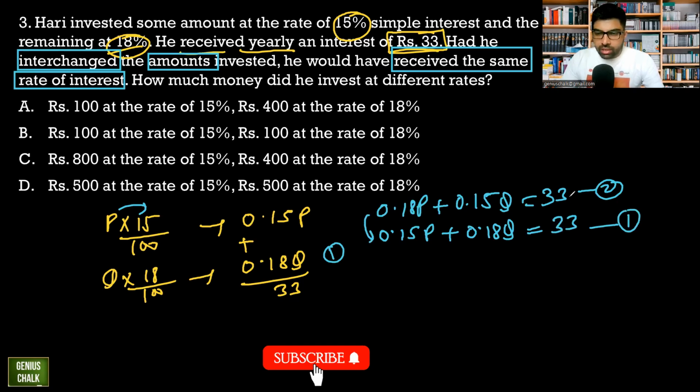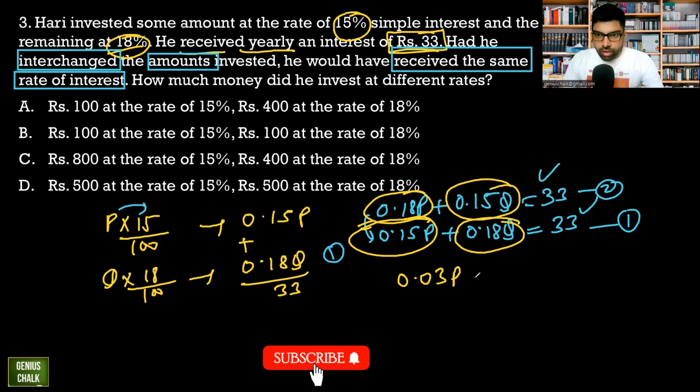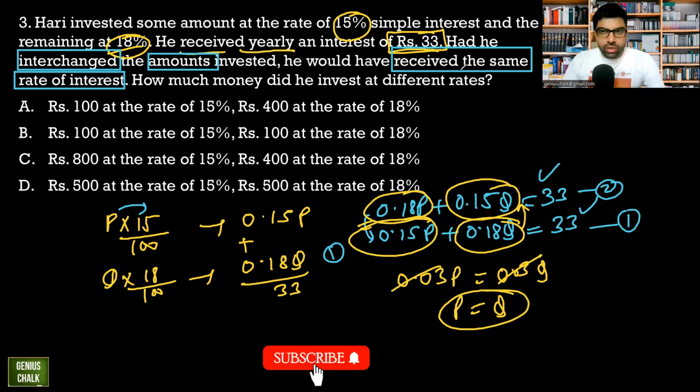Now you can see that this value is same, so we can equate both. So if we equate both, 0.18 minus 0.15, the difference will be 0.03P, and this will go this side, it will be 0.03Q. This gets cancelled. The value we are getting is P is equivalent to Q. So why this is happening actually? Because the rate of interest is same. If the rate of interest is same, that means the investment also must be same.